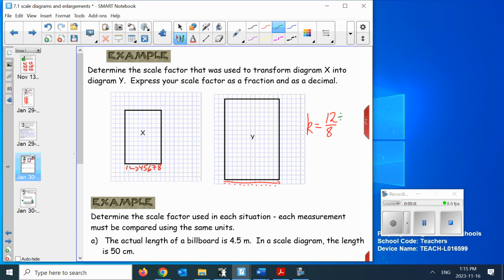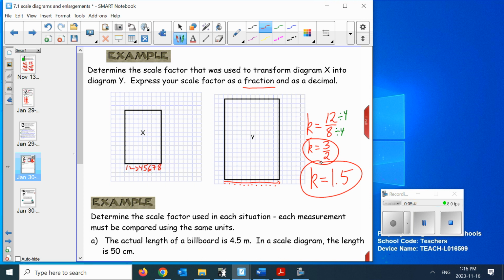To divide the top by 4, I'm going to divide the bottom by 4. I could say K is equal to 12 divided by 4 is 3, 8 divided by 4 is 2. So my scale factor is a fraction. I put it in lowest terms. Or as a decimal, if I use my calculator, or think of this one in your head, 3 divided by 2. Every fraction can be considered a division problem if you want a decimal. 1.5. Okay? That's the other answer. Be able to come up with either one.